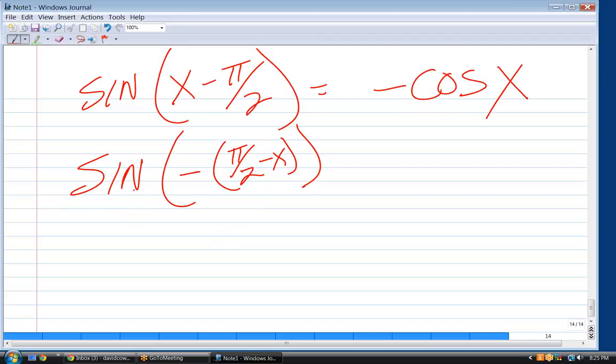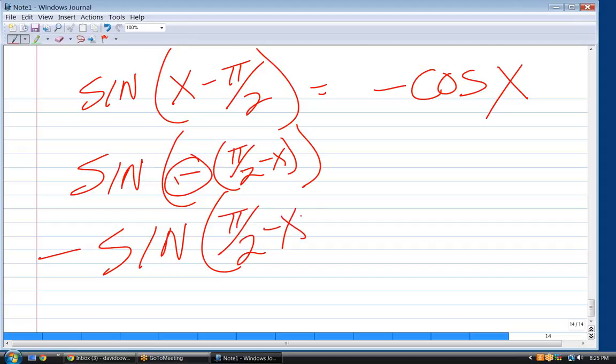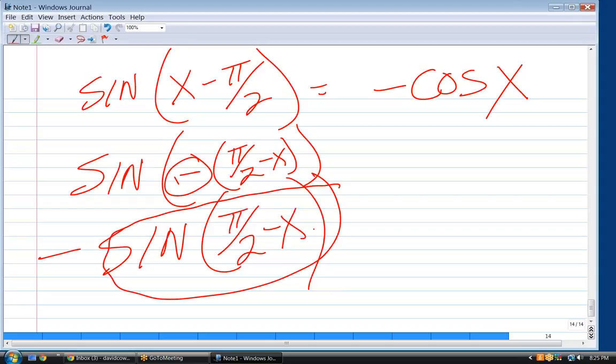Okay? Now what? What can I do with that negative sign? It's minus sine of pi over 2 minus x. Now we can use the cofunction property. That thing is the same as cosine of x. So the whole thing has to be the same as minus cosine of x.